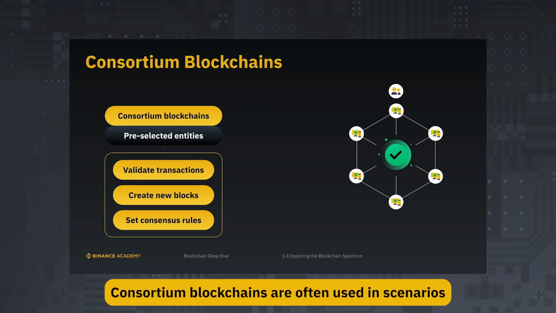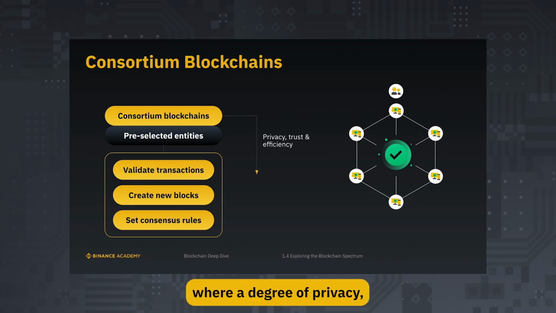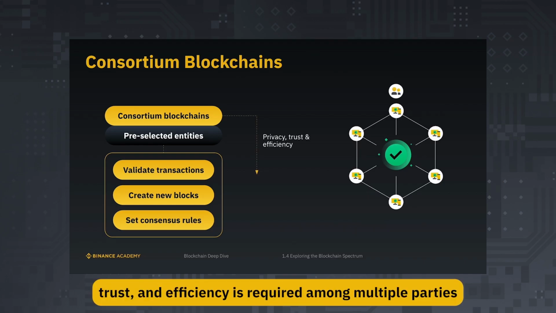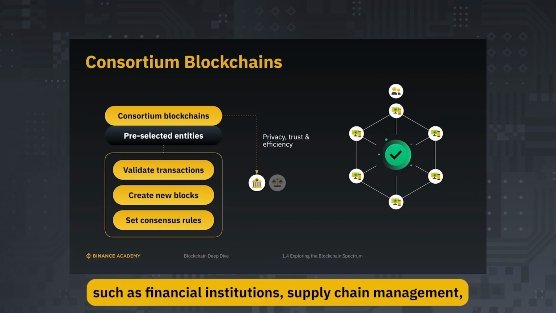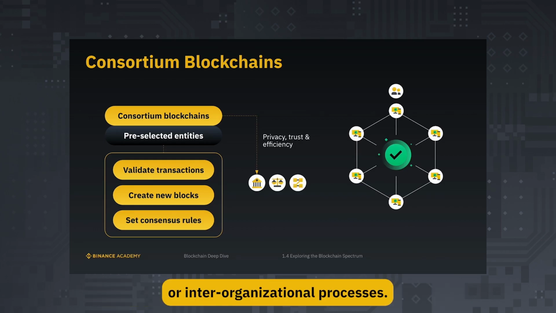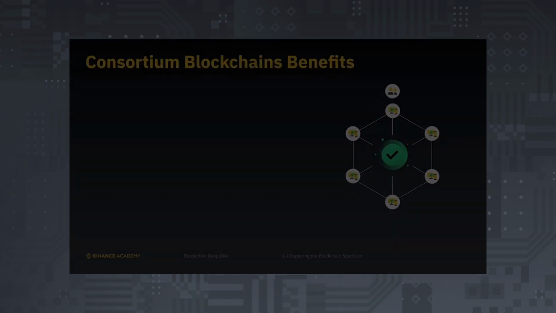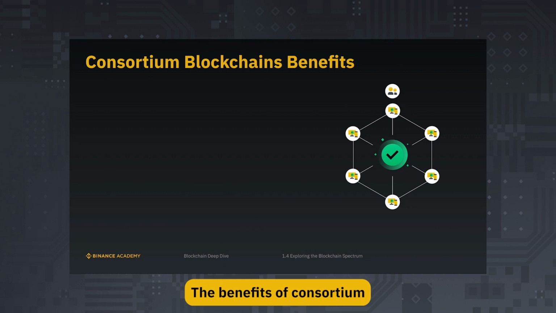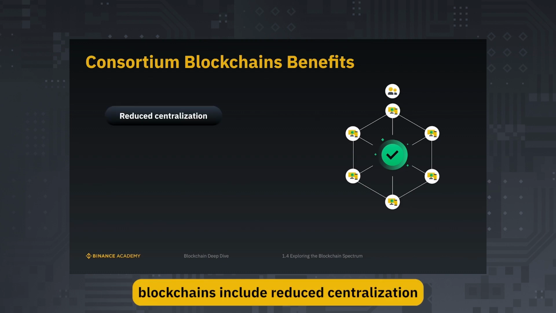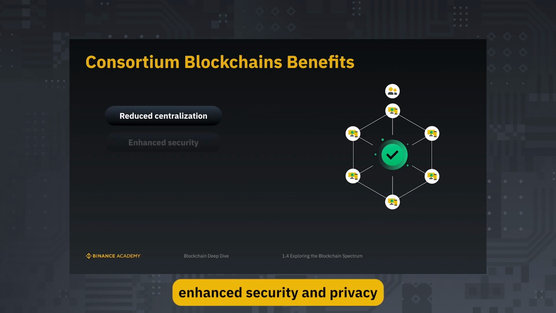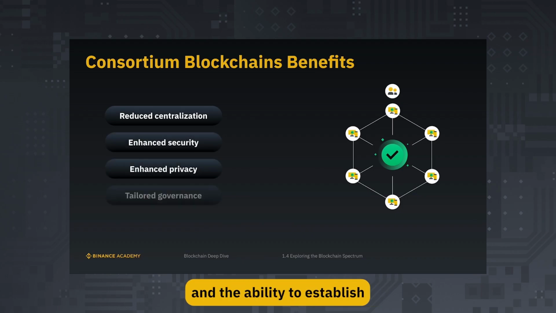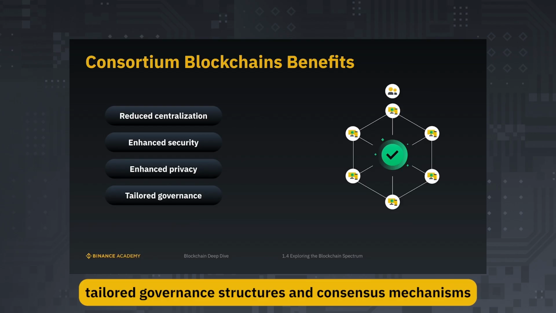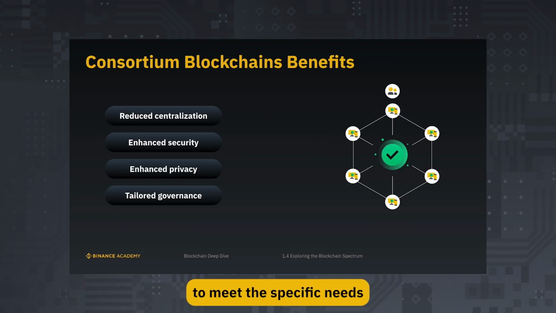Consortium blockchains are often used in scenarios where a degree of privacy, trust, and efficiency is required among multiple parties, such as financial institutions, supply chain management, or interorganizational processes. The benefits of consortium blockchains include reduced centralization compared to private blockchains, enhanced security and privacy compared to public blockchains, and the ability to establish tailored governance structures and consensus mechanisms to meet the specific needs of the participating organizations.